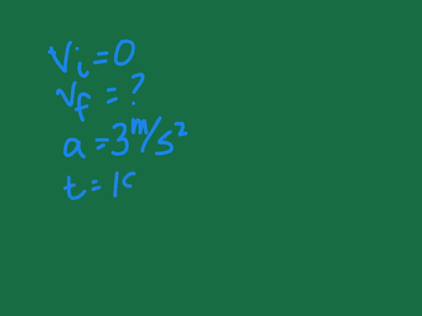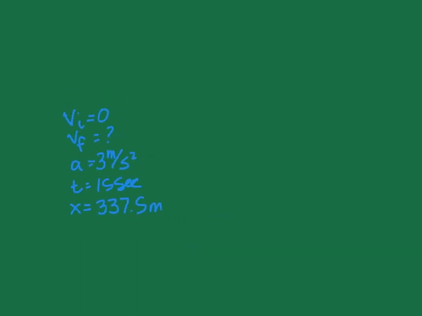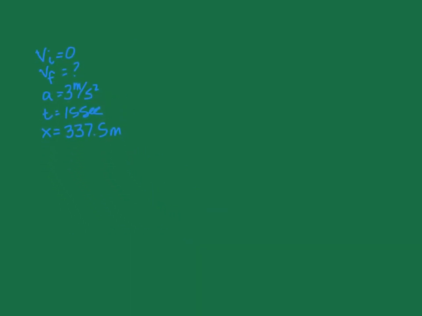Our initial velocity was 0. Our final velocity, we don't know. We know our acceleration was 3 meters per second squared. We know that our time was 15 seconds. And our distance, now we know that. We just solved for that. 337.5 meters. Okay. So if we go back and look at our equations, just to show that we get the same answer both ways.